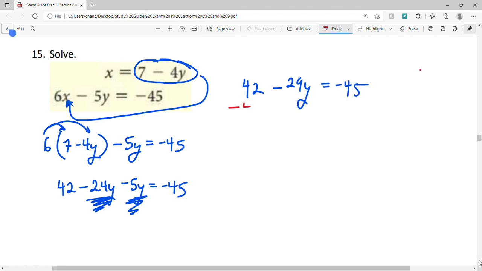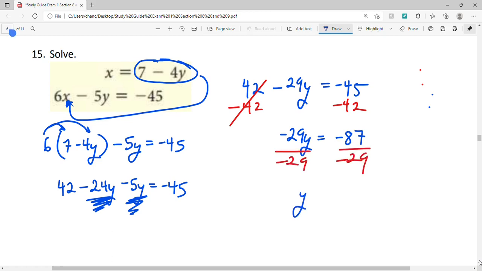Let's subtract 42 from both sides. This gives us negative 29y is equal to negative 87. I could divide both sides by negative 29, and that gives us y equals positive 3. That's one side of our solution.